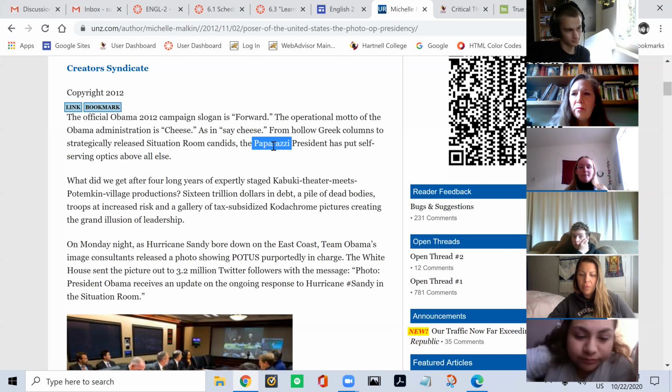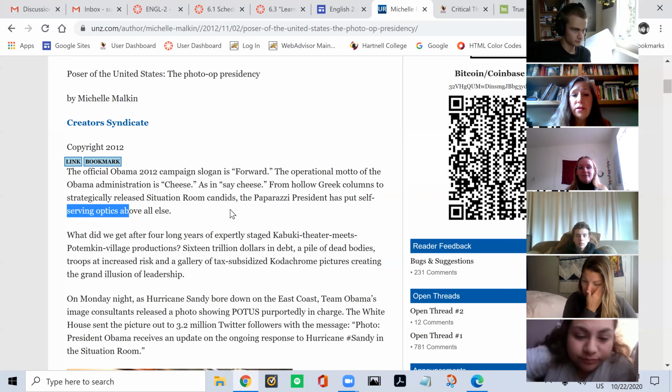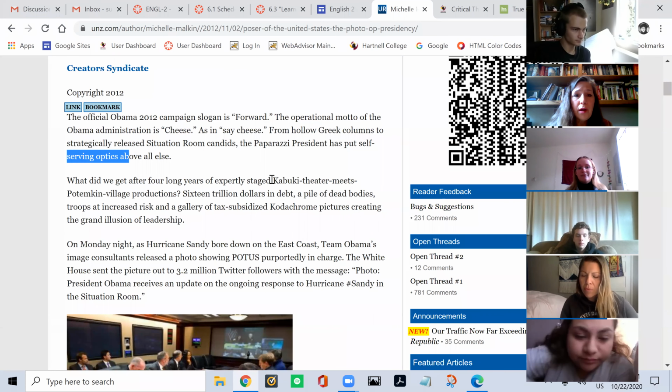So just in this one word, Michelle Malkin is saying a whole lot about President Obama, right? I almost called her Michelle Bachmann. She's saying he's more concerned with being a rock star, which he is, in my humble opinion, but he's more concerned with that than doing his job. And he's put self-serving optics, which is how a thing looks, above all else. Look at all of that, just in these two sentences, conveying a particular attitude towards this subject. And we could go on.